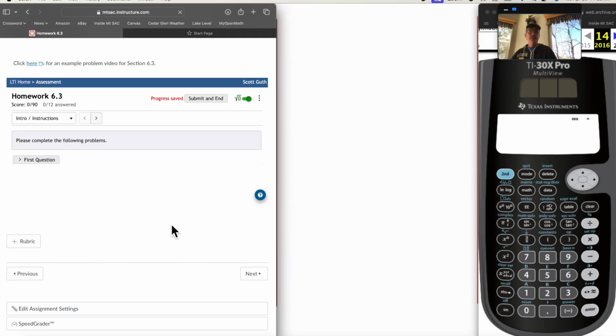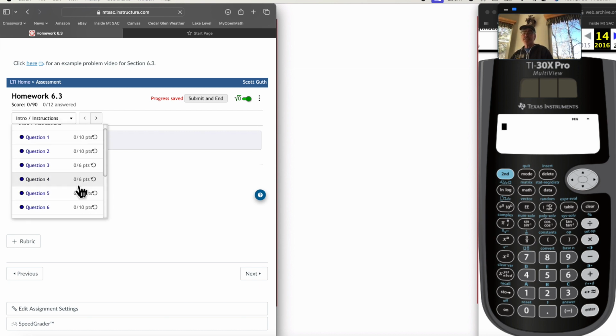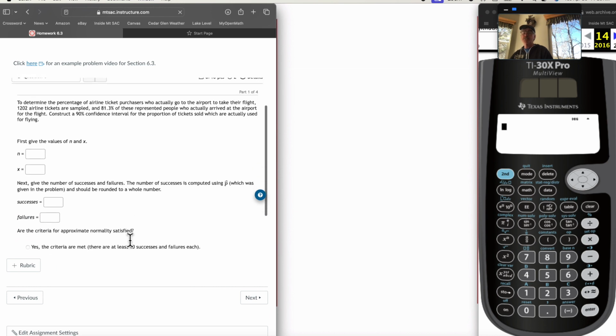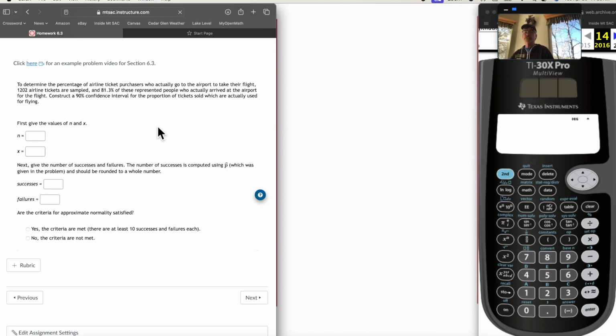Okay, so I think what I want to do now is take a look at question 6, which is actually just another confidence interval, but this one's a little different than the other ones, and I wanted to talk about this real quickly. So this is going to go under the heading of if they don't give you the number of successes.